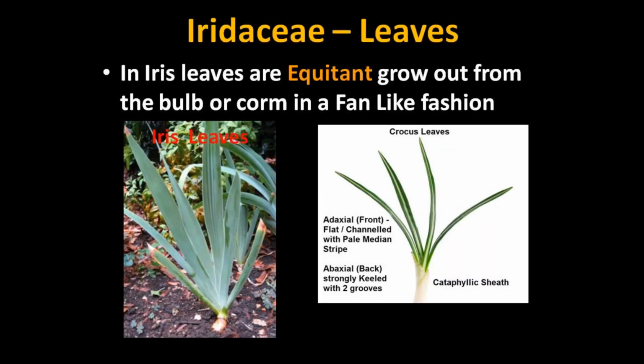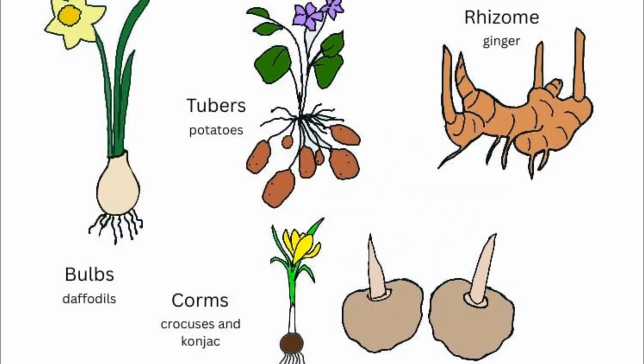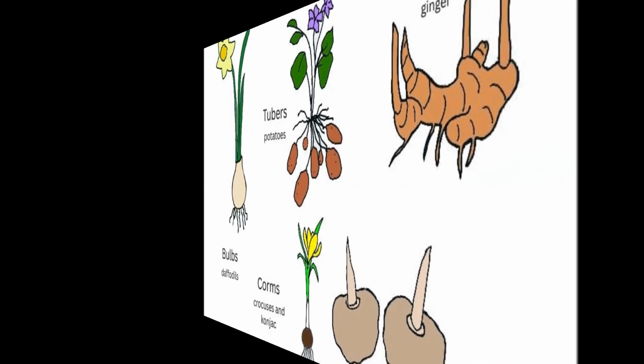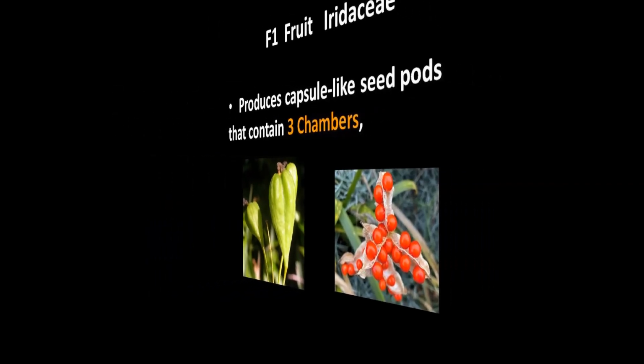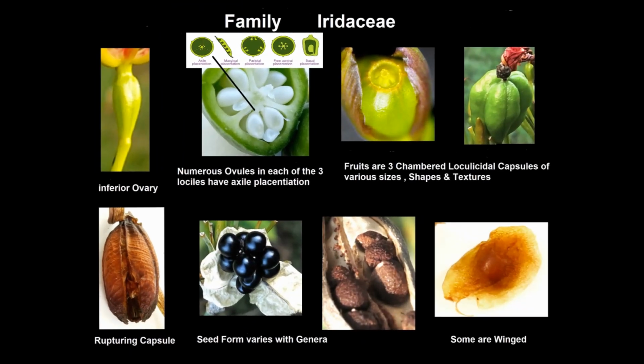The leaves of the Iridaceae are monocots or monocotyledons and are grass-like, tapering to a point with linear venation. The leaves of the Iridaceae are equitant, meaning they grow outward from the bulb, corm or rhizome in a fan-like fashion. The Iridaceae present as bulbs, corms or rhizomes, and their storage ability is essential for early spring growth. The fruits of the Iridaceae are formed in capsule-like seed pods that contain 3 chambers known as locules.